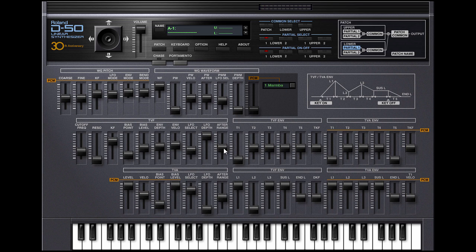After range is the cutoff controlled by the aftertouch. TVF and TVA envelopes are controlled by time and level, or amplitude. You can take a clearer view by looking at the diagram. Let's do a simple test on the envelope. So T1 is the attack. Now let's get a little decay. Let's set the release time.